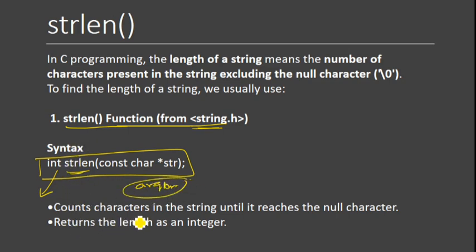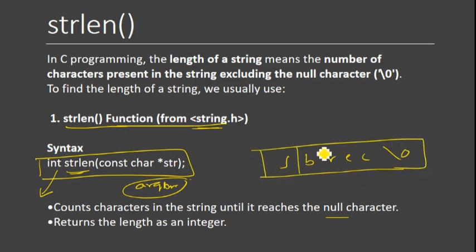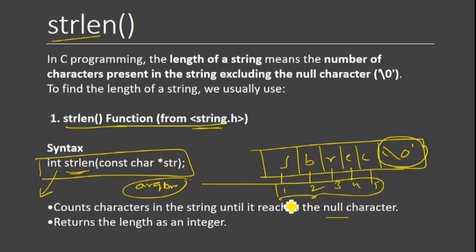So strlen counts the characters in the string until it reaches the null character. JBREC backslash 0, like this it stores inside the memory. The string length counts the characters until it reaches backslash 0. So 1 2 3 4 5, next is backslash 0, so it stops counting. It counts the length only 5 and returns 5 as an integer value. Always string length returns the length as an integer.